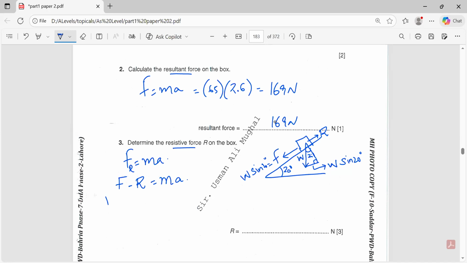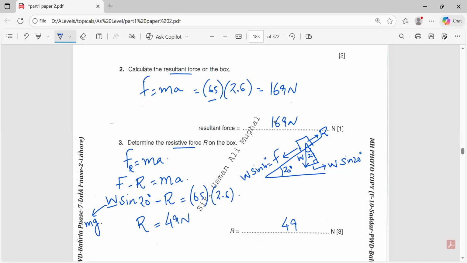What is the forward force? It is W sin 20 degrees minus resistive force, equal to mass into acceleration. The mass of the box was given to us, it was 65. So this will be 65 into acceleration, which is also given to us, that is 2.6. We will be solving this whole relation. Weight is given by mg, so you can find the weight as mass into gravitational field strength, and ultimately the value of R at the end is going to be 49 Newton. So your final answer will be 49 Newton.